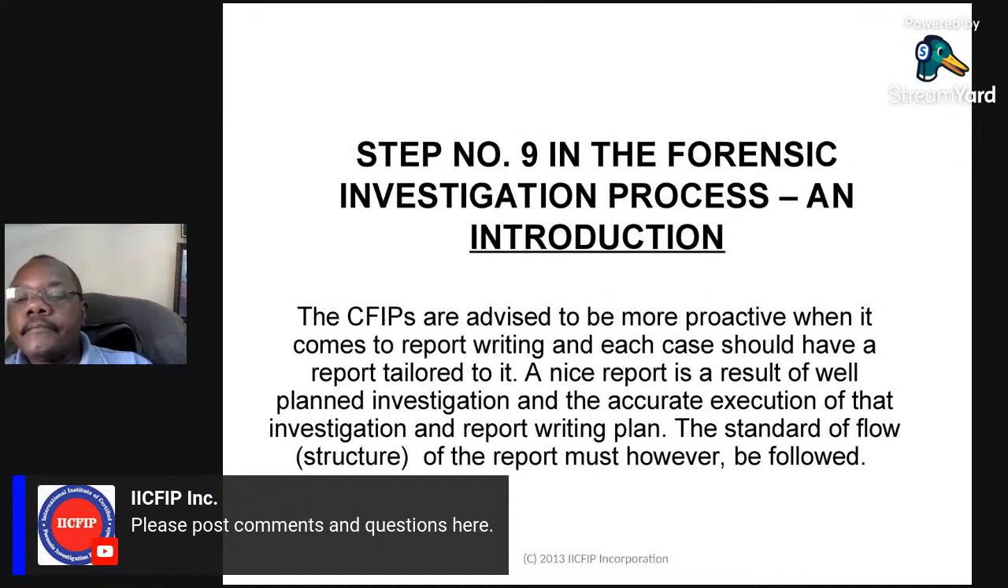Step number 1. First and foremost, before a report is done, an investigation assignment must be completed. Not just be completed, but it must be completed effectively following the terms of reference, the scope of the investigation, and the investigation plan.